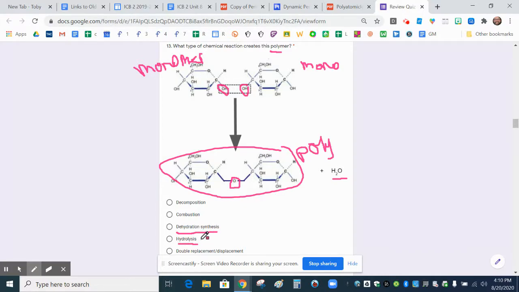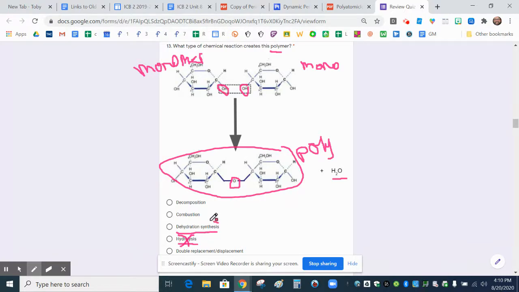Now, I bet that your previous teacher, when he said hydrolysis, I bet he said hydrosplices, which is not a correct term. It's just a way of helping you remember stuff. To splice is to cut something. We're not cutting 2 molecules here. We're connecting 2 molecules together. So it's not hydrolysis. It's dehydration synthesis.